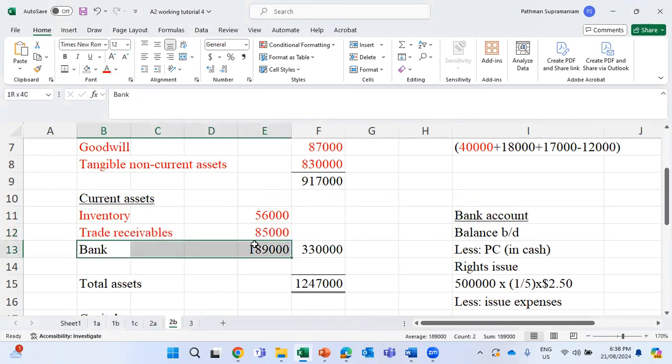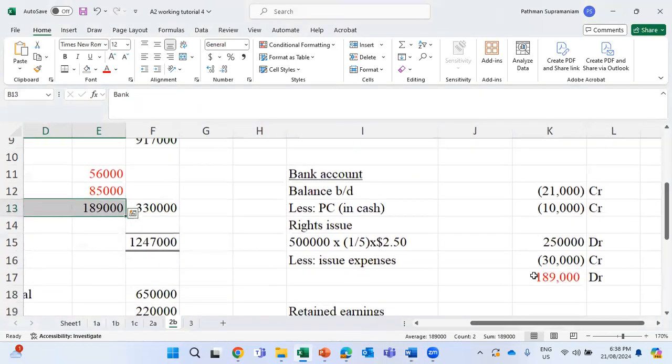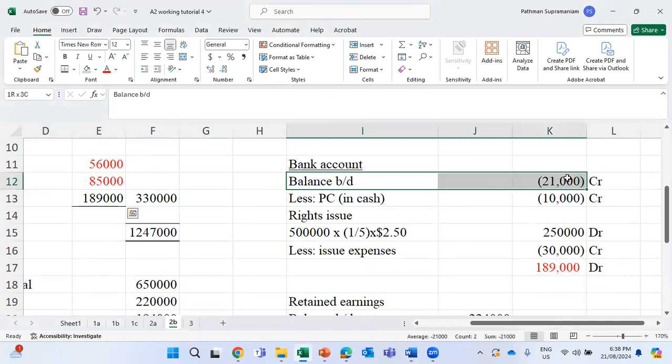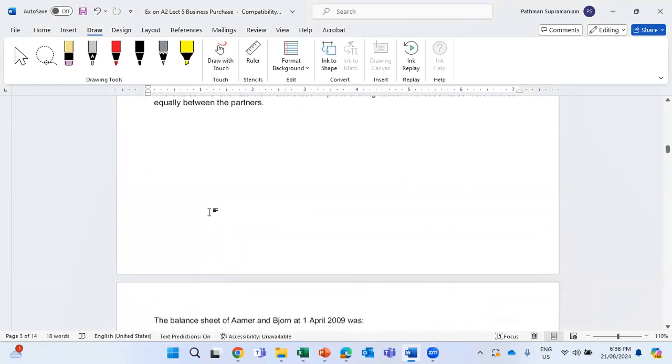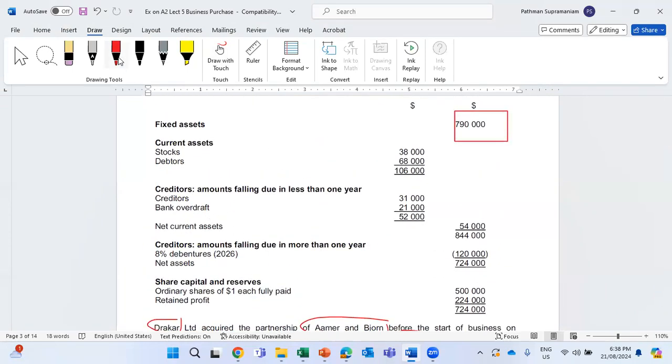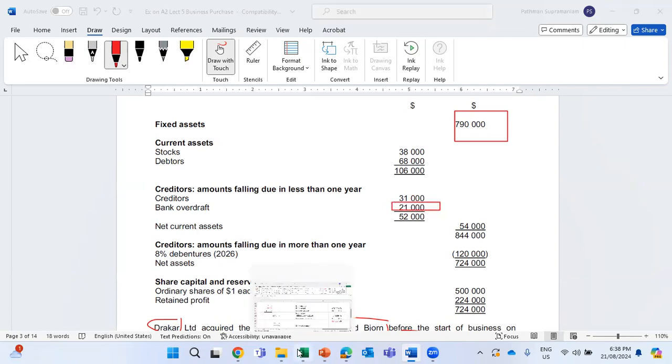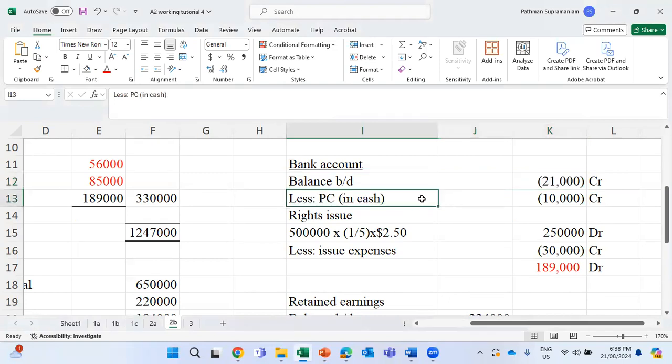Okay, now as for bank, how do we get this? So I've shown the working here. The original bank balance in the buyer's SOFP was an overdraft. Okay, let's check it out. This is the buyer's original SOFP. Can you see the original balance is an overdraft. So this is negative 21,000. And then remember the purchase consideration was paid in cash. That's one of the modes of payment. They issued shares, they issued debentures, and they paid cash. So that's another 10,000 out. And then money came in by issuing shares, the rights issue.